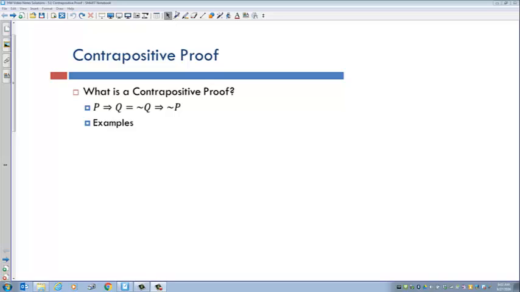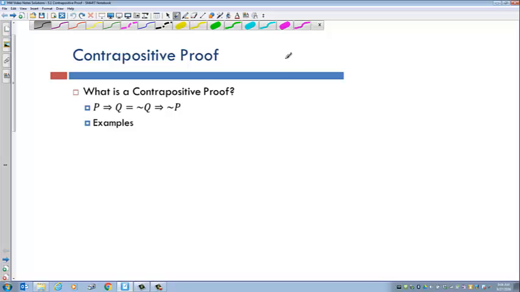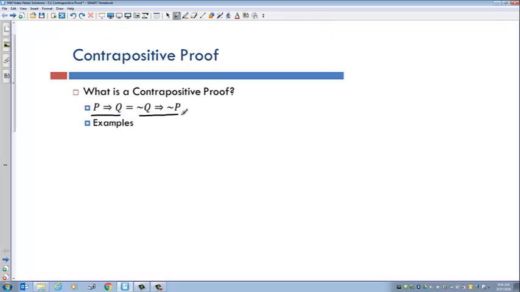So this is the lecture on contrapositive proof. It's the second method of proof we're going to talk about. We talked about direct proof before. So remember, the contrapositive of the statement P implies Q is not Q implies not P. So let's look at some examples as to how we're going to do this.